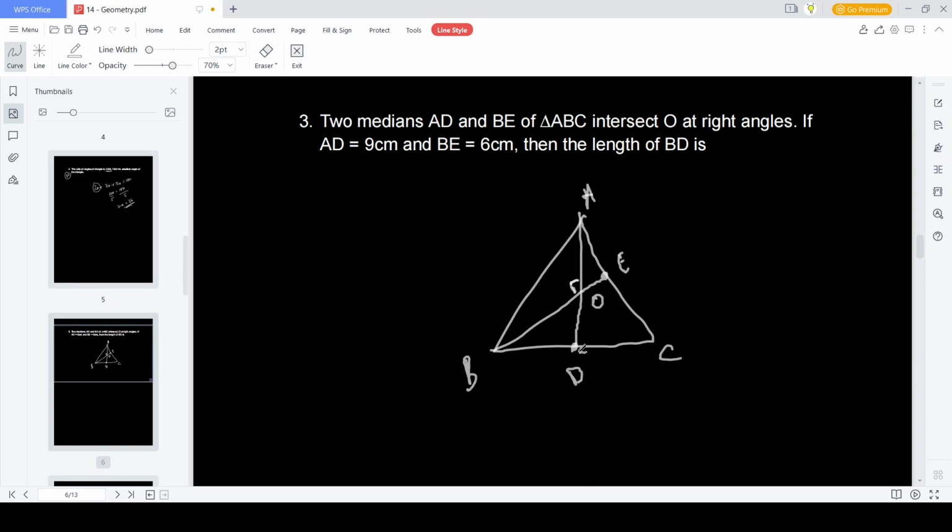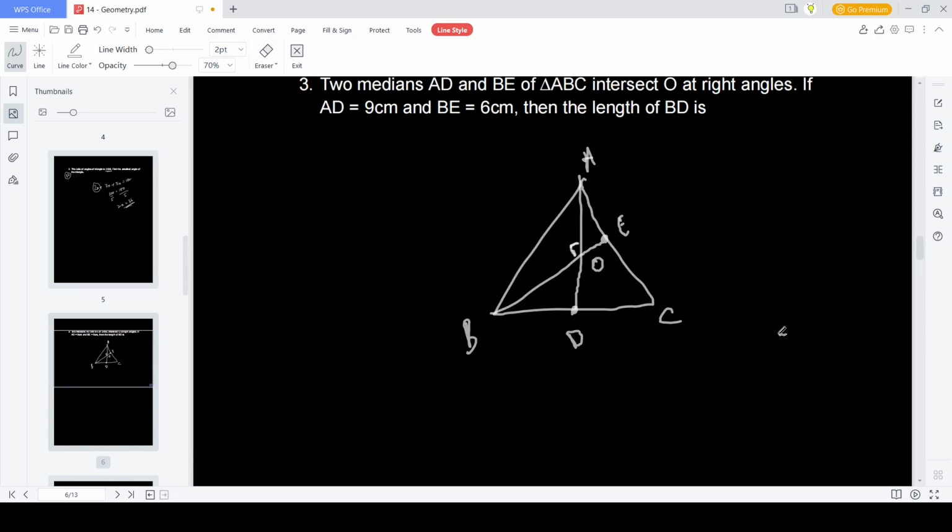Length of BD is what they're asking. Okay. So basically if I zoom in, I will see, I need to find BD. So I'm interested in this length, so I will zoom into that part. I will write this as B and this as D, just to make you understand.